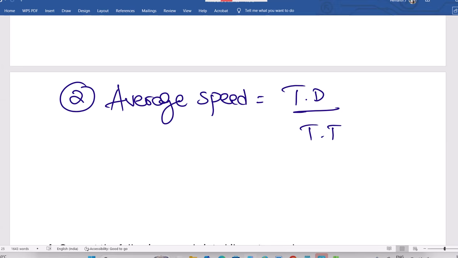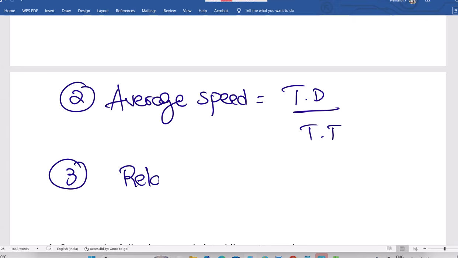Why is the term total added, sir? Average is the sum of terms divided by the number of terms. So you are calculating total distance divided by number of terms, and total time divided by number of terms. The number of terms will cancel. We apply the average to the numerator and denominator: numerator is distance, denominator is time. So we get total distance divided by total time. No other formulas are required; this is more than sufficient to handle any question related to average speed.